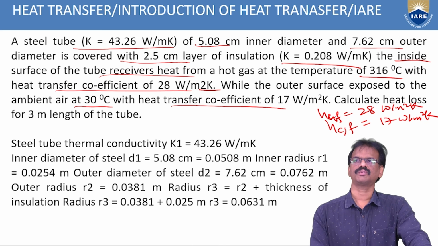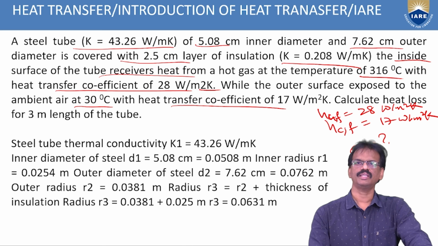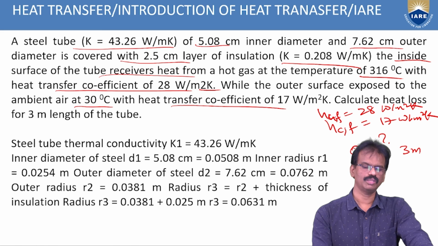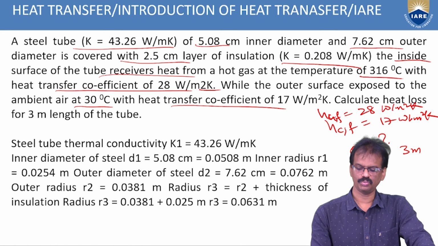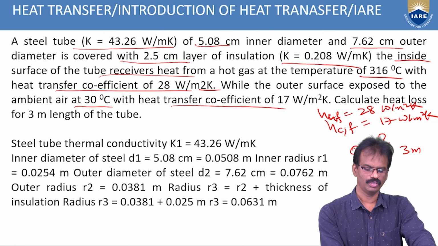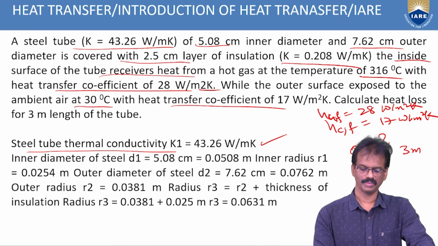So all the parameters are given. We just have to calculate the heat loss, the Q value. Length is also given, L is equal to 3 meters. First of all, we have to note all the data given in the numerical. Here, for the steel tube, the thermal conductivity K1 is given, that is 43.26 watt per meter Kelvin.